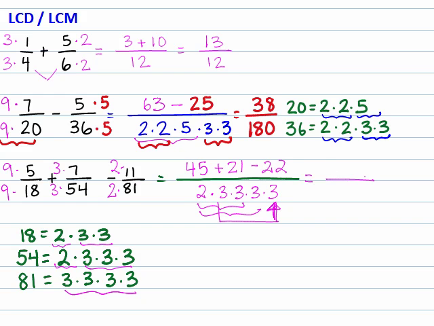Now, the numerator is 45 plus 21 minus 22. That's a 44. The denominator, I don't know what number that is. So do I know how much is 9 times 18? Do I know how much is 3 times 54? Do I know how much is 2 times 81? It's the same number. I know how much is 2 times 81. It's 162. Now, if I want to simplify further, I can simplify both numbers by 2. So 44 divided by 2 is going to be 22. And 162 divided by 2 will be 81. So that will be the simplified sum.